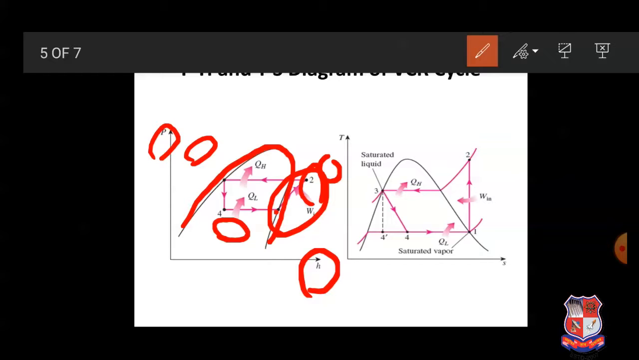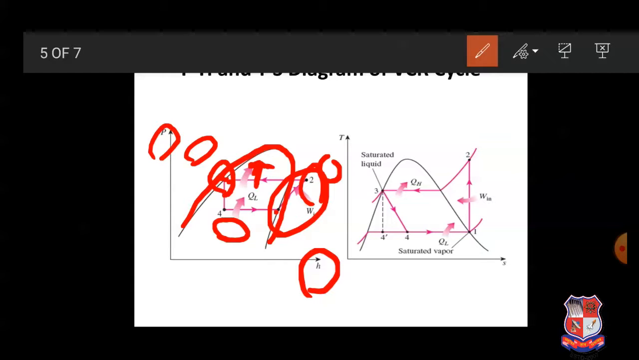Then now we are going to discuss 2 to 3. That 2 to 3 is the constant pressure condensing process, or we can say the heat removal process. During this process, first of all the superheated vapor is converted into saturated vapor by desuperheating, and then the saturated vapor is converted into saturated liquid at point 3 by rejecting its latent heat to the surroundings.